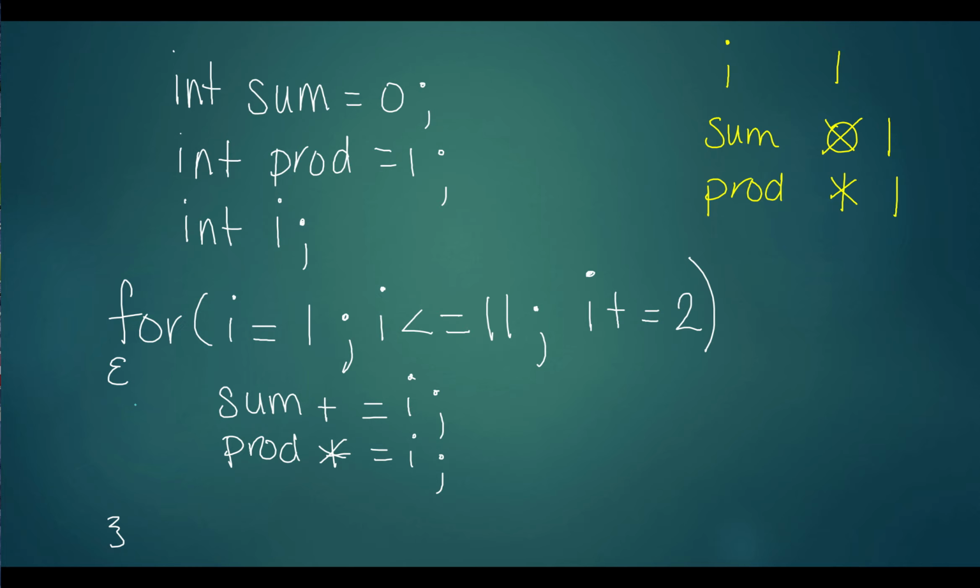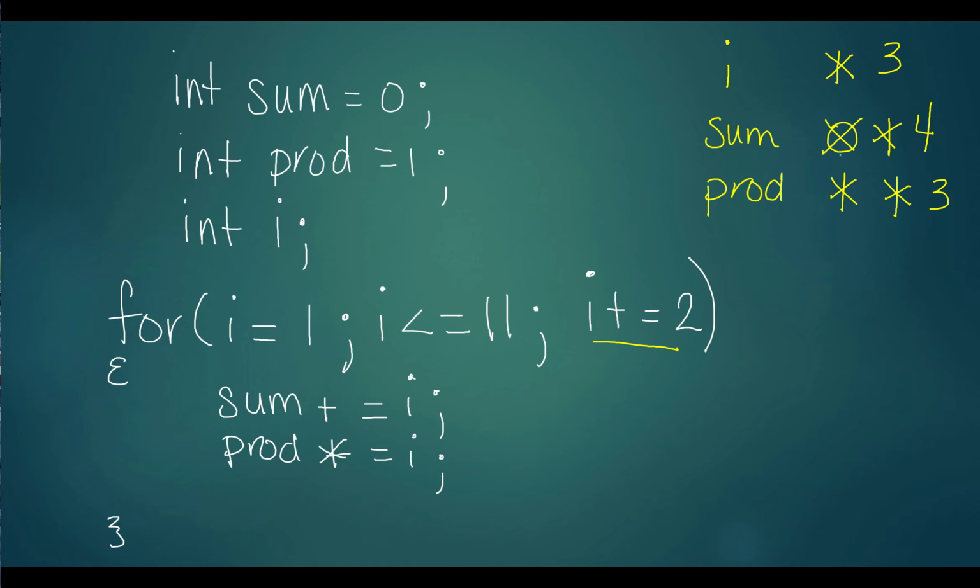Then after it does everything in the loop body and hits the ending curly brace, it will come up here and do the update step. The update step is going to take whatever value I is and add 2 to it, so I will change now to 3. So now it's going to test, is 3 less than or equal to 11? Yes, it is. So it'll take the current sum, which was 1, add 3 to it, and sum will now change to 4. It'll take the current product, which is 1, and multiply 3 times it, and the product will now change to 3.